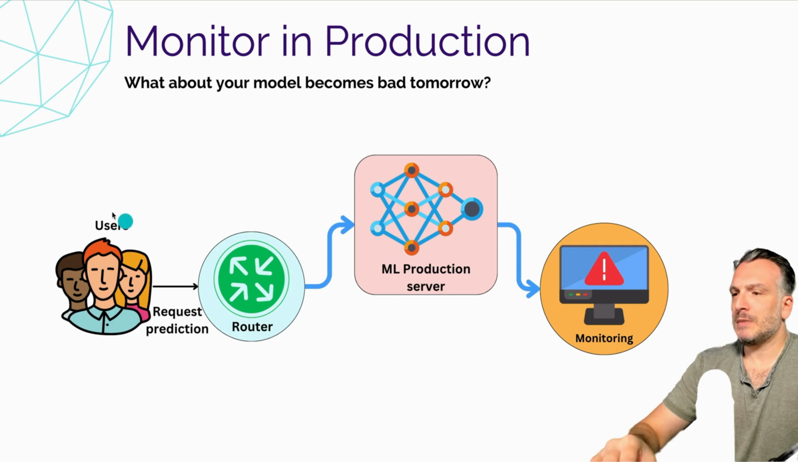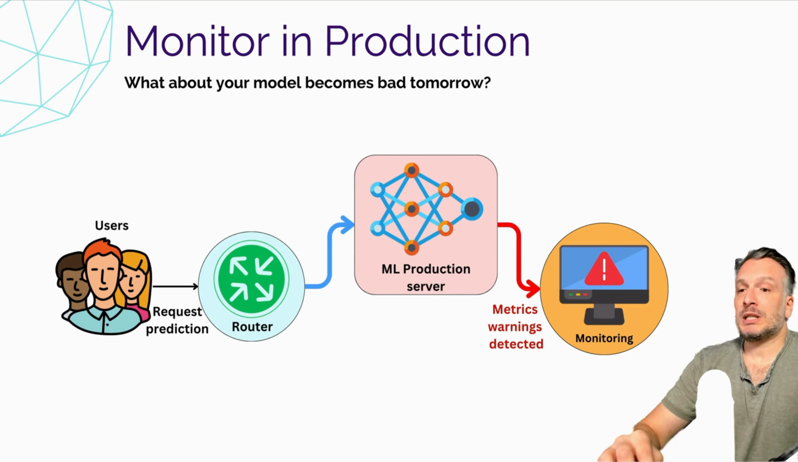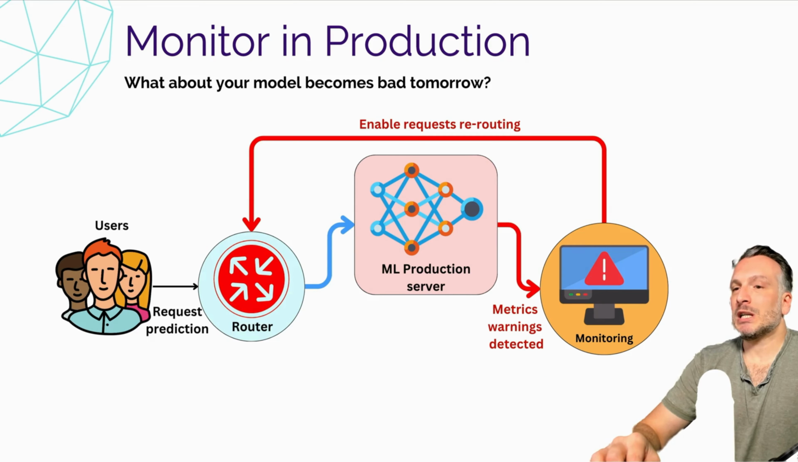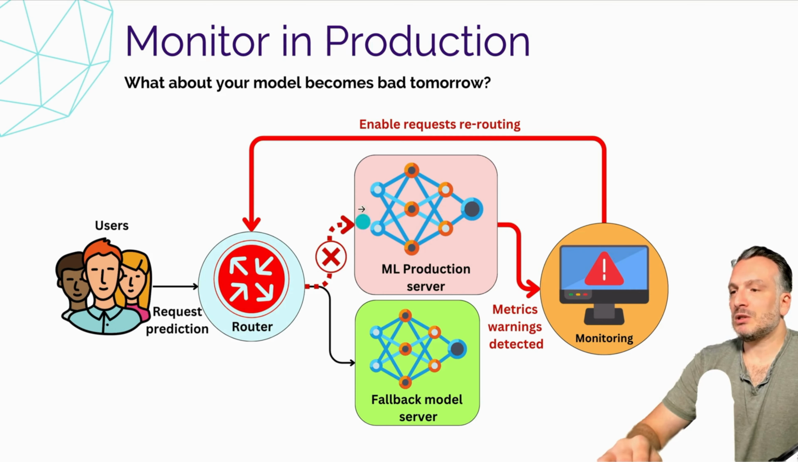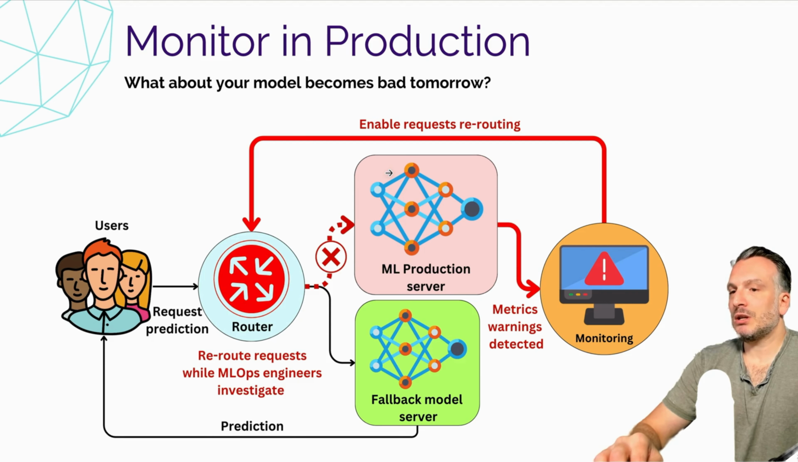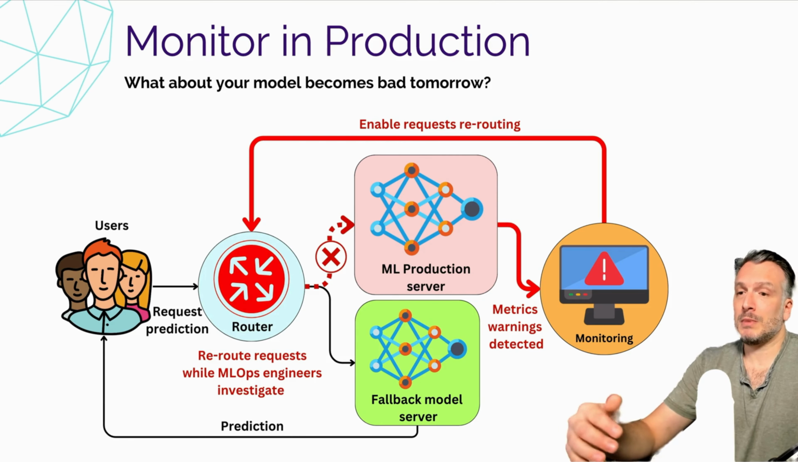So for example, imagine that your users are requesting a prediction from your model. So the router is routing the request to the machine learning model in production, but suddenly we detect some problems related to the model. Fortunately, we have a monitoring system that will enable the request rerouting. This may prevent the bad user experience, and the prediction may be routed, let's say, to another model. And the users, they get the prediction even if the machine learning model in production broke. So it is very important to monitor the different aspects related to the machine learning solution.